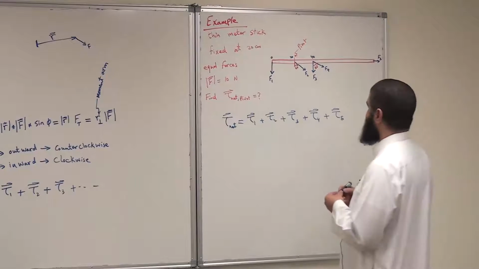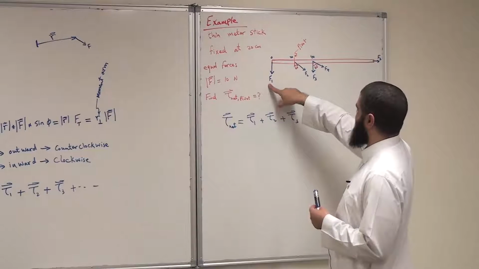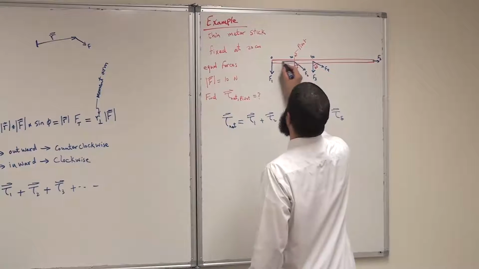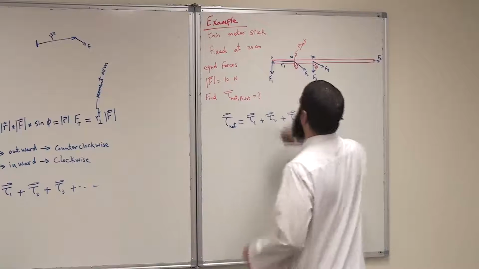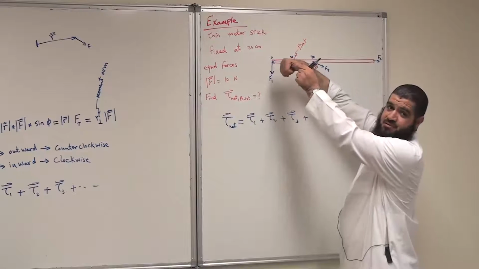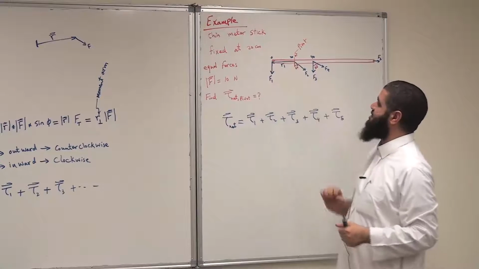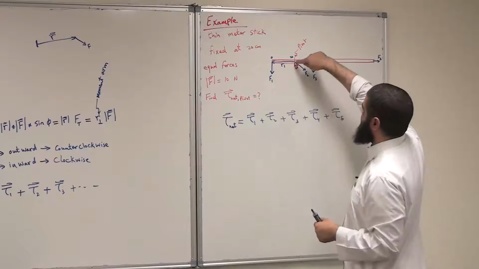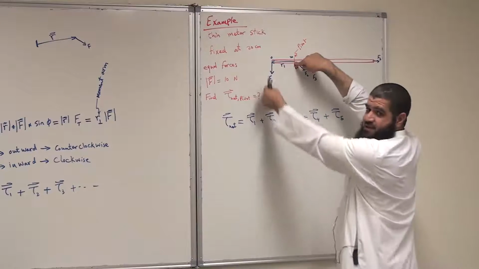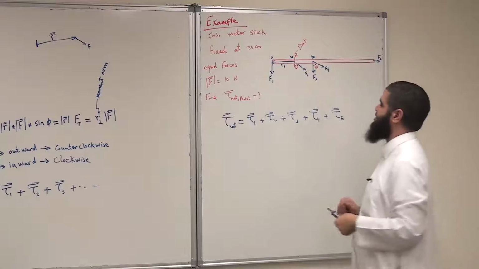Let us see. For the torque number 1, this is R1, as you can see. So R1 cross F1, I have an outward torque, so it is positive. Or you can think of it another way. This is the pivot, and this force is trying to rotate the stick in which direction? In the counterclockwise direction. So it is positive because counterclockwise.